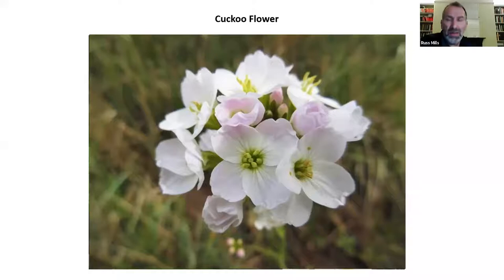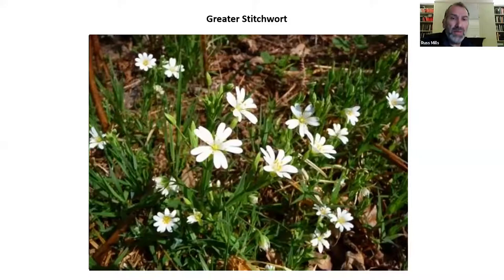Around the meadow edges, you might find plants like this one, which is called greater stitchwort, and gets its name because it's meant to alleviate pains in the side, or stitches, as we used to call them when I was a kid. So stitchwort. So that's often seen in hedgerow bottoms around the edges of these rough pasture lands.